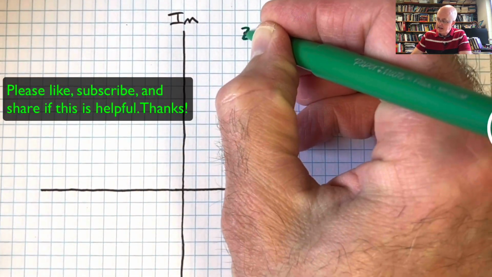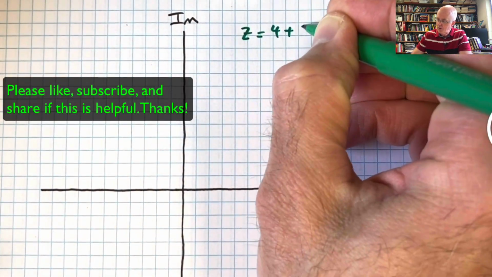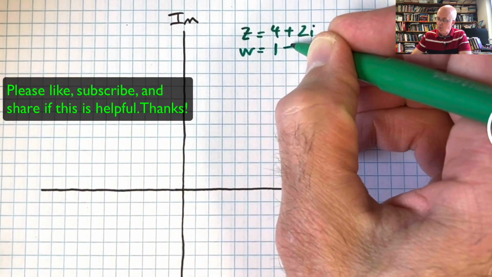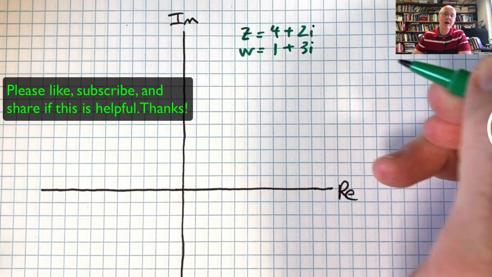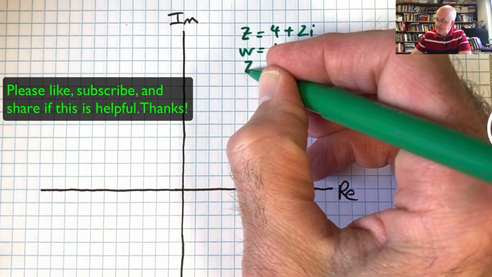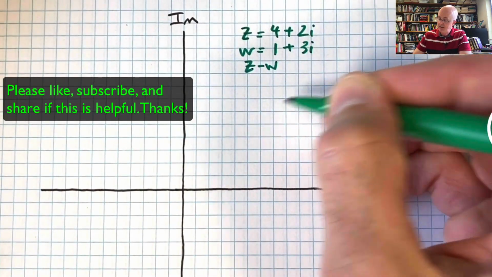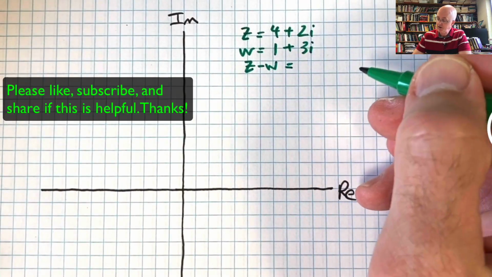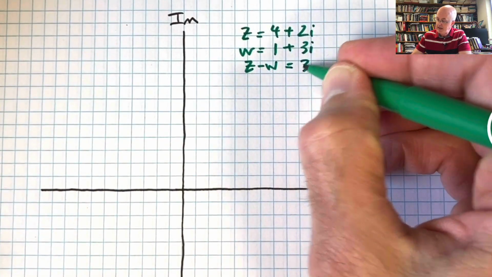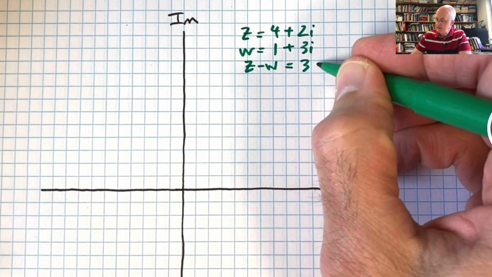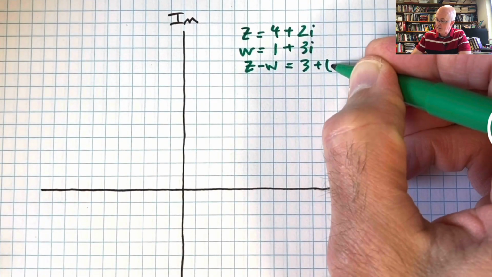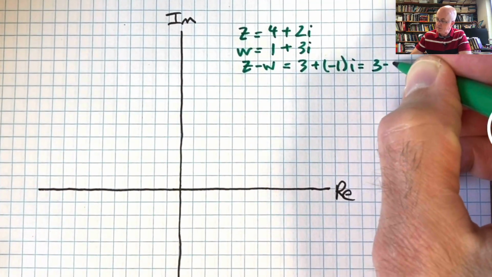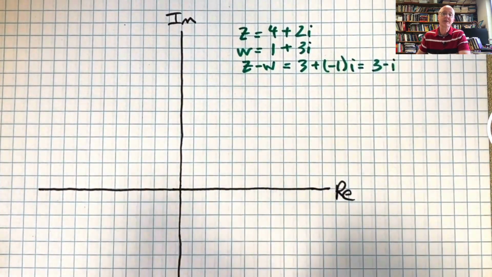Let z be the complex number 4 plus 2i, and let w be the complex number 1 plus 3i, and we want to interpret z minus w geometrically. As far as a calculation goes, do it in terms of real and imaginary parts. 4 minus 1 is 3, 2 minus 3 is -1, so I could write that z minus w is 3 plus -1 times i. More simply, write that as 3 minus i. But how do you interpret this geometrically?